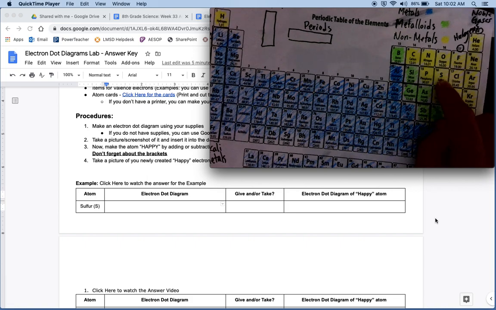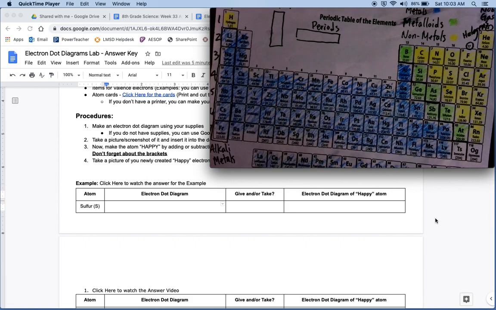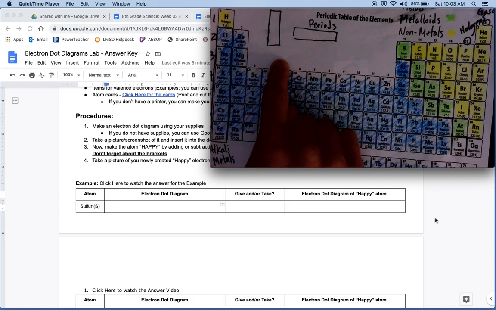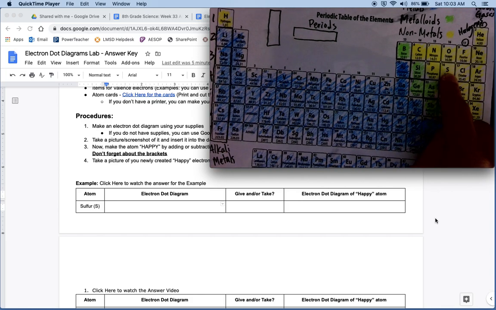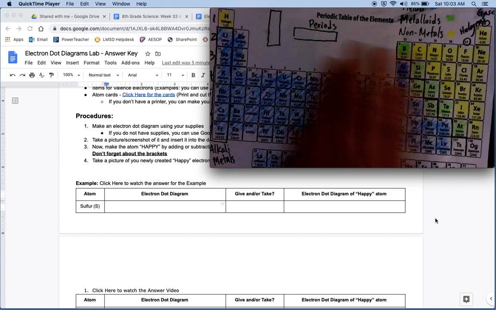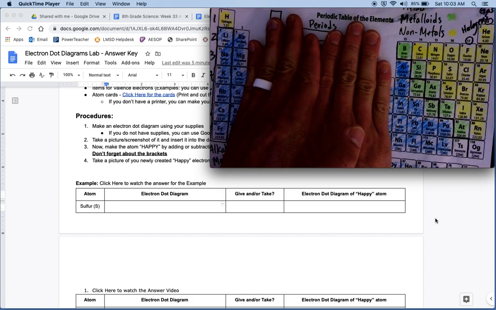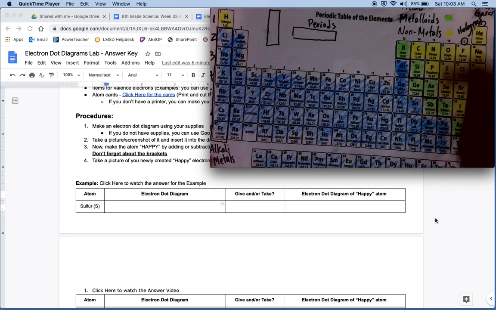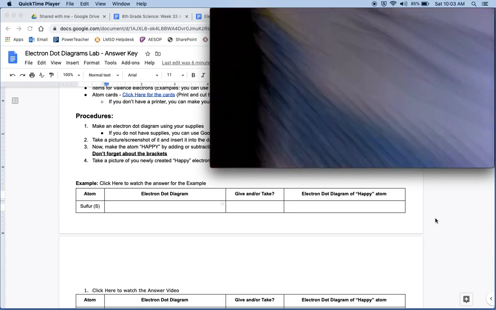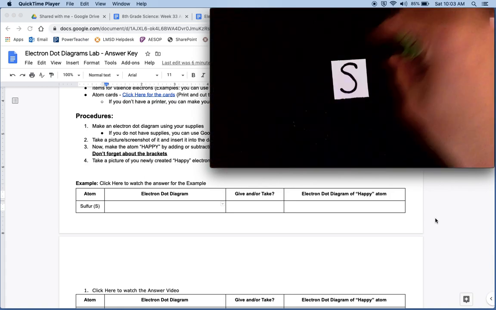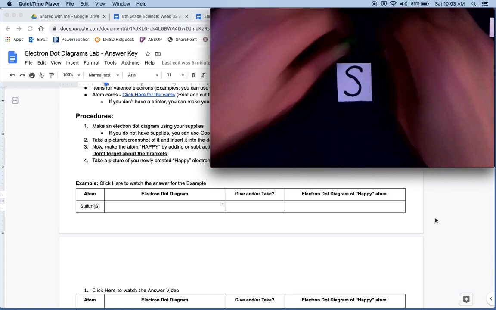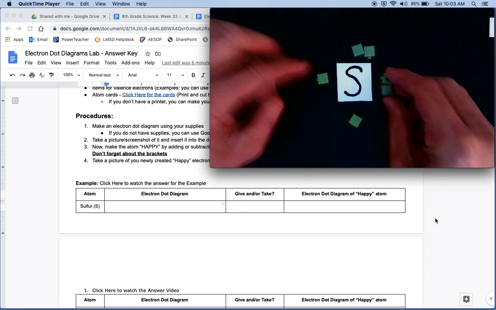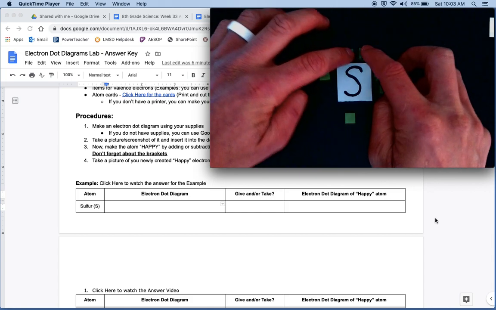We know that it has three rings because it's in the third row. But when we draw the electron dot diagram, all we care about is what does the third ring look like, right? So since sulfur is here, how do I count valence electrons? Remember, I get rid of the middle part and I just go 1, 2, 3, 4, 5, 6. It's in the sixth tall column, right? So if I'm making my electron dot diagram, I'm just going to take 6 of my electrons and put them like this, okay? So this is what I would do right here.